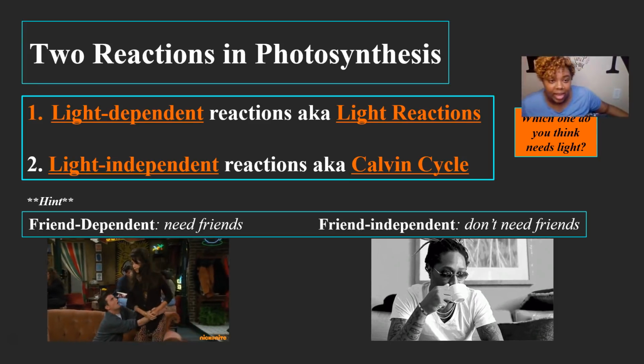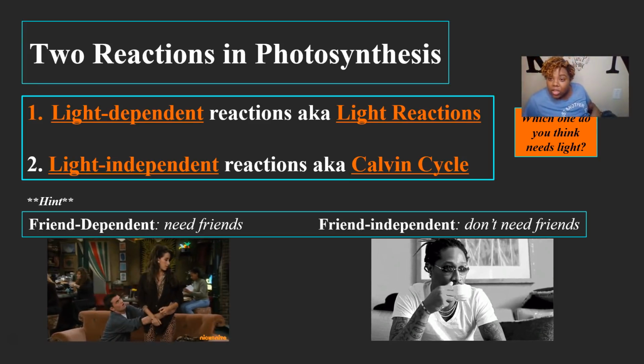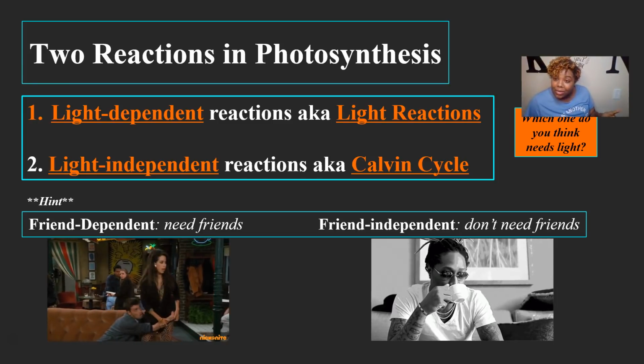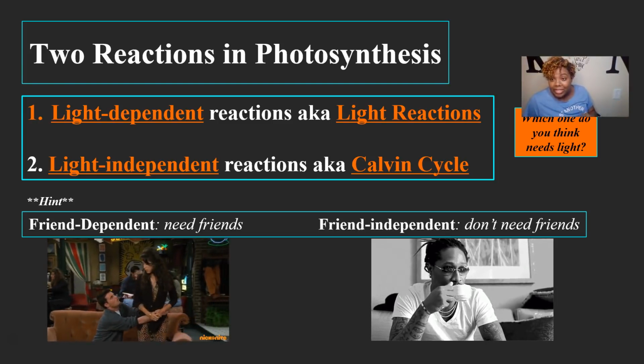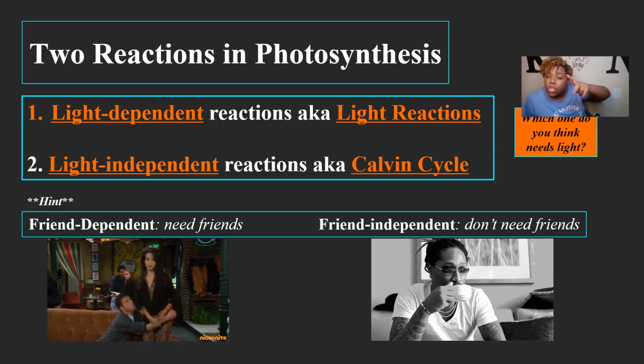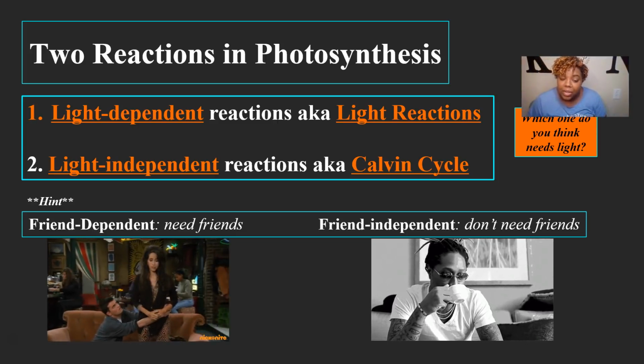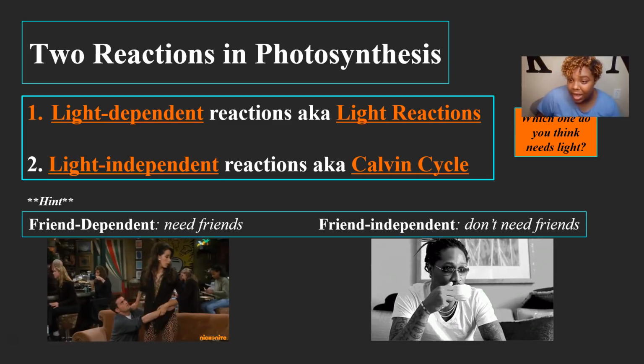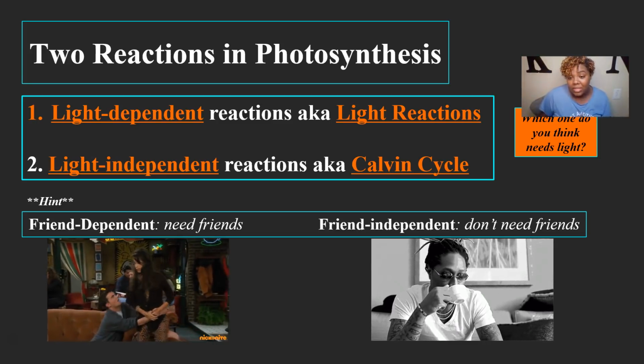So there are two stages in photosynthesis. You have light dependent, which is also known as light reactions. Please write both names down because your test is going to use both of the names interchangeably. And then you have light independent reactions, aka the Calvin cycle.